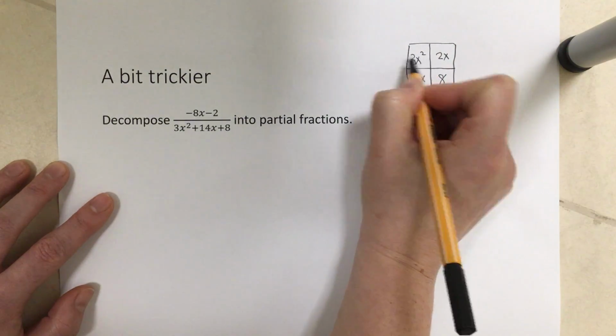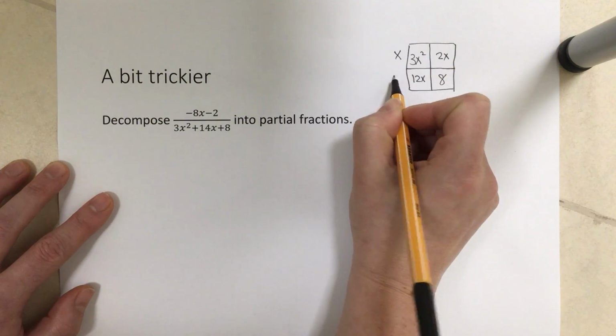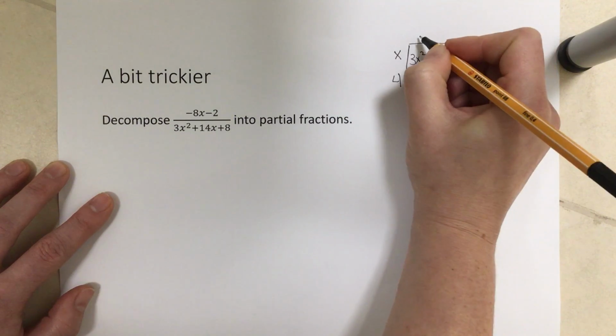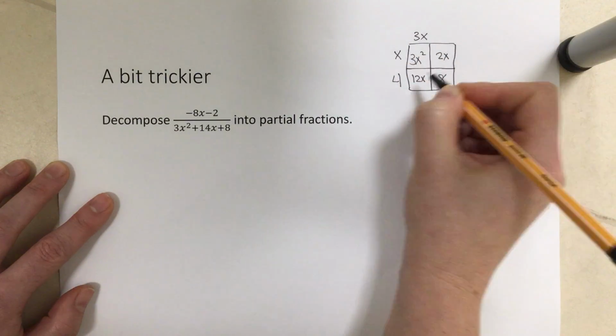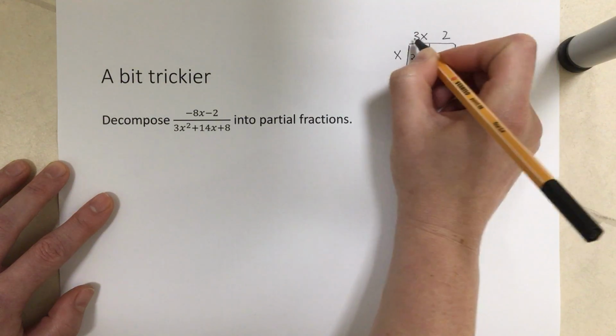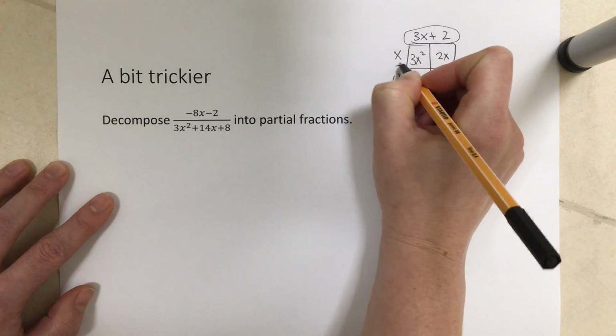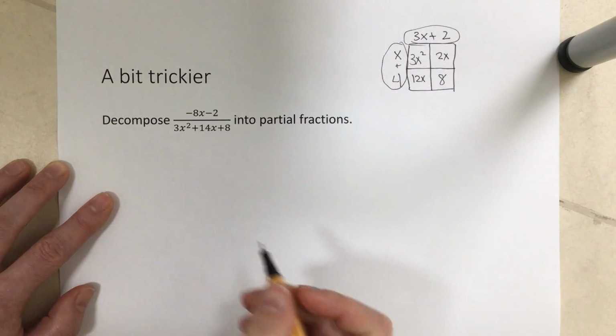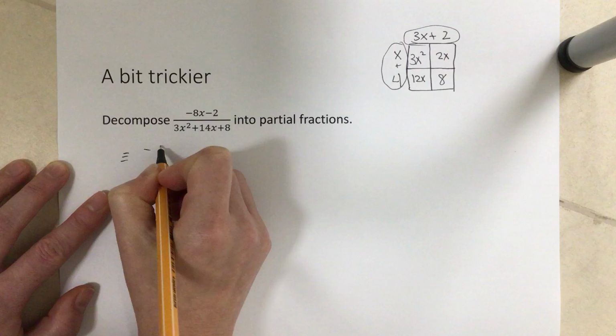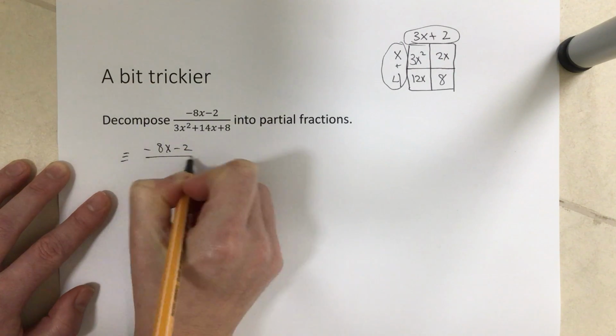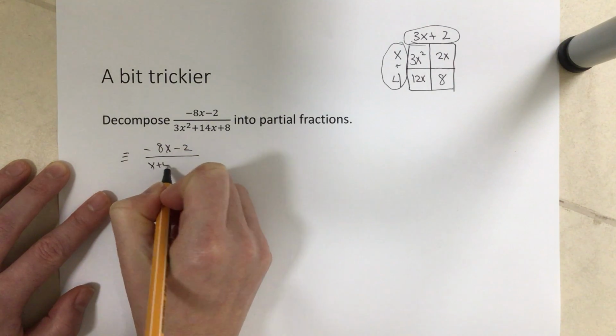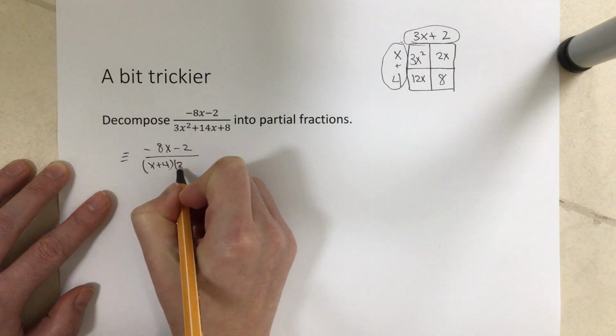And now I'm going to take out the greatest common factor of each. So 4 out of there. I don't have any issues with negatives in this case, but it is something to watch out for. So 3x plus 2 and x plus 4. So negative 8x minus 2 over x plus 4, 3x plus 2.